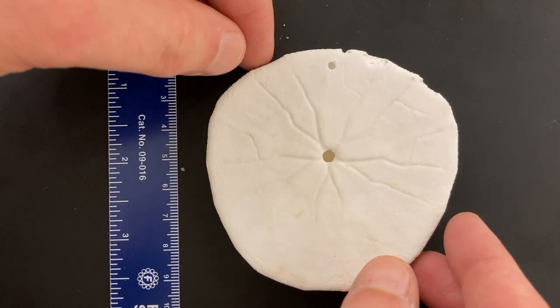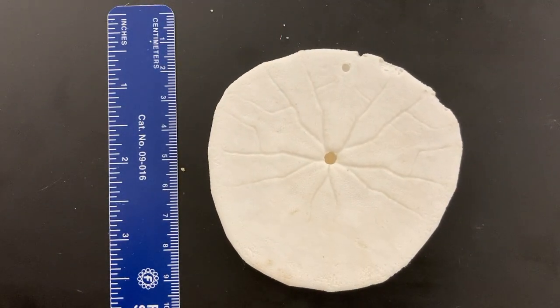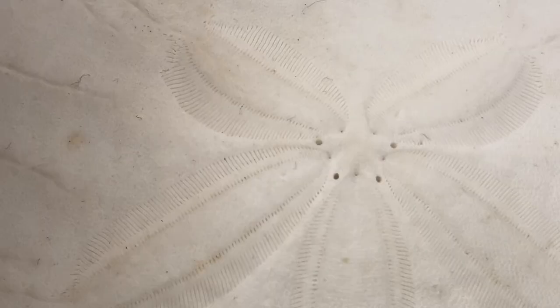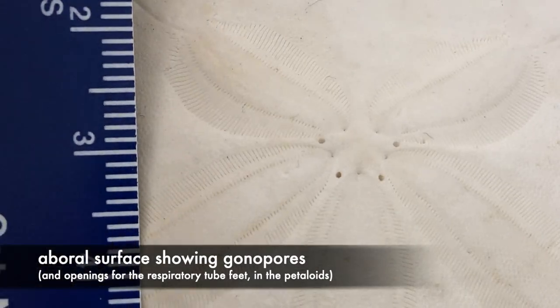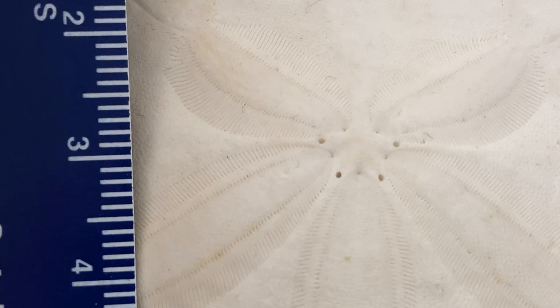The mouth is the larger hole in the middle of the oral surface. The anus is the smaller hole on the top of this image. There are four gonopores on the aboral surface. These are where the gametes will be shed to the outside world.